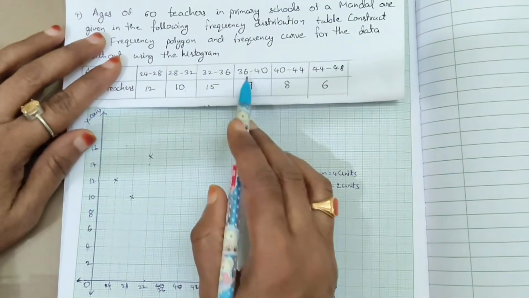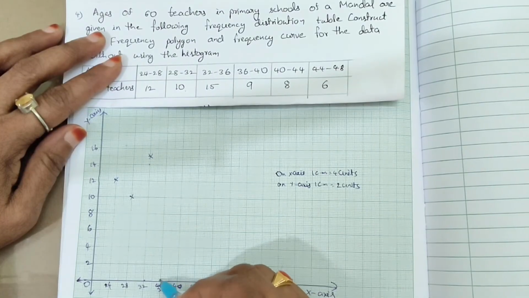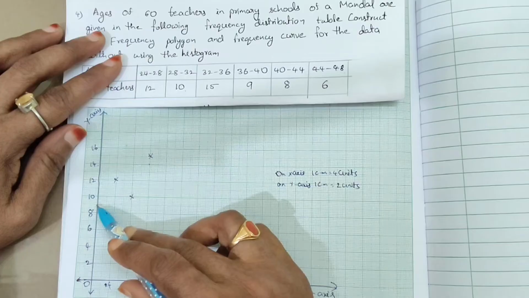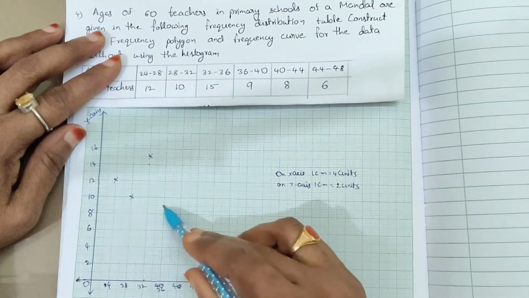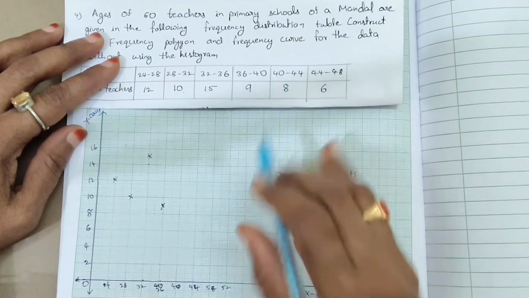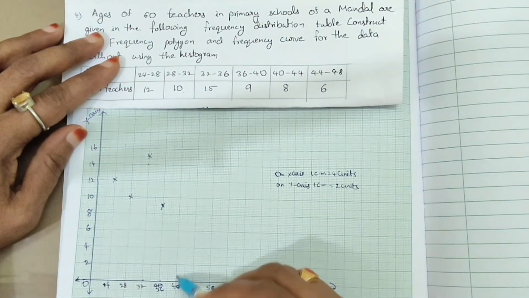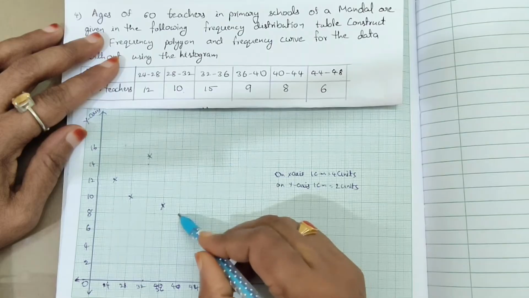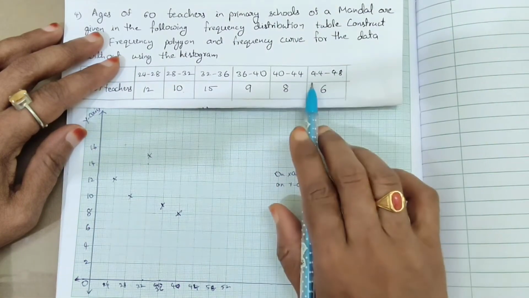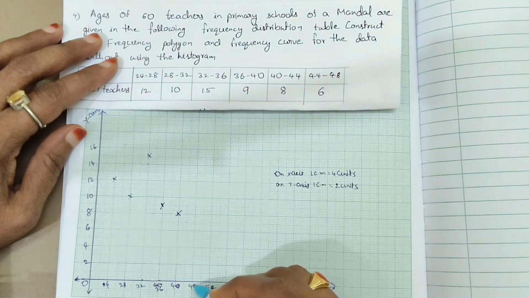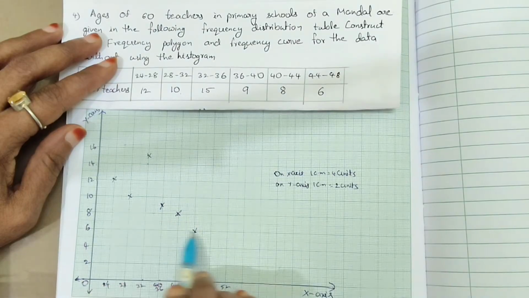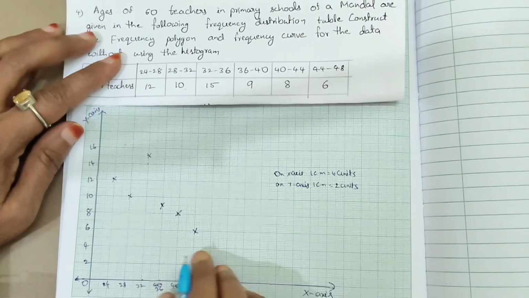Here the next point is 36 and 9: x-axis on 36, y-axis on 9. 9 is the middle line between 8 and 10. So this is the point. Next 40 and 8: x-axis on 40, y-axis on 8. This is the point. Next 44 and 6: x-axis on 44, y-axis on 6. This is the point. These are all the points.